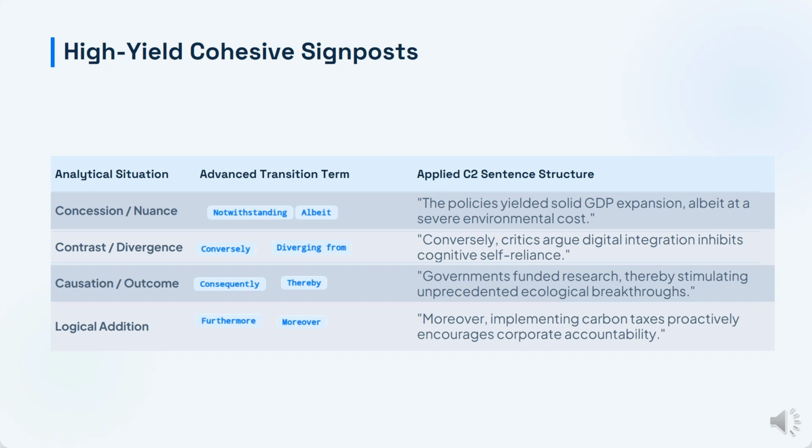Causation or outcome. Causation or outcome is the result, or we can say consequently or thereby. Governments funded research, thereby stimulating unprecedented ecological breakthroughs. So this represents the outcome. Logical addition. Logical additions could be replaced by furthermore or moreover. Moreover, implementing carbon taxes proactively encourages corporate accountability. You see, I have given you certain examples using these words so that you can understand how to use these words in your sentences.